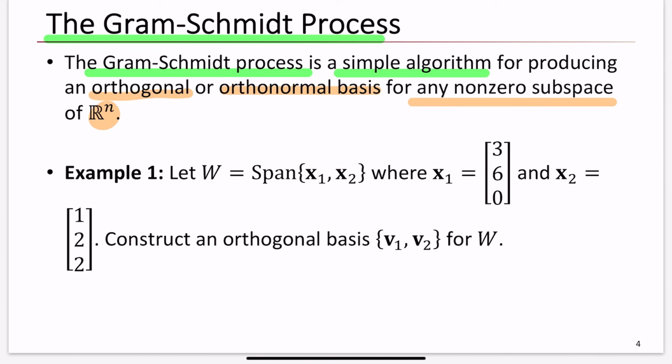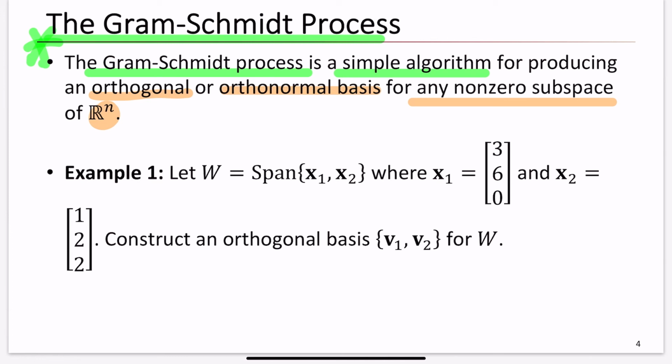The Gram-Schmidt process is a simple algorithm for producing orthogonal and orthonormal bases for any non-zero subspace in Rn space. Then you can find the orthogonal projection of the vector y onto an arbitrary subspace W, which can be used in the QR factorization later, but this is just the Gram-Schmidt process.